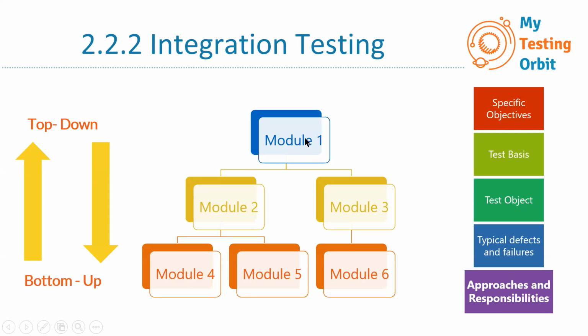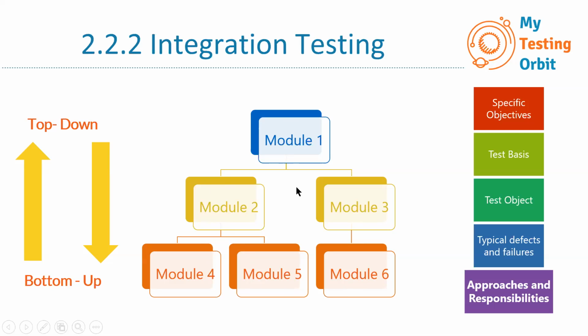So over here, we have 6 modules. We have module 1, then we have module 2, 3, 4, 5, 6. If we are doing a bottom-up approach, what we will do is take this module 4 and integrate it with module 2. Then when we have done the integration testing, we will integrate this with module 1. The same over here, module 5 will be integrated with module 2 and then later on with module 1. The same is with 6, 3, and then 1. So this is bottom up approach. So we are going from bottom to up.